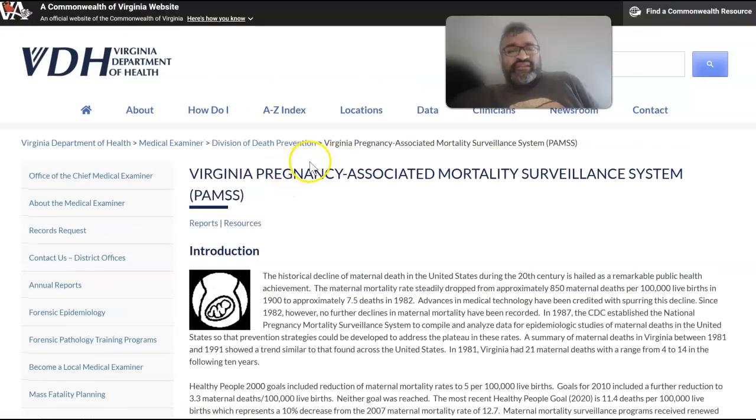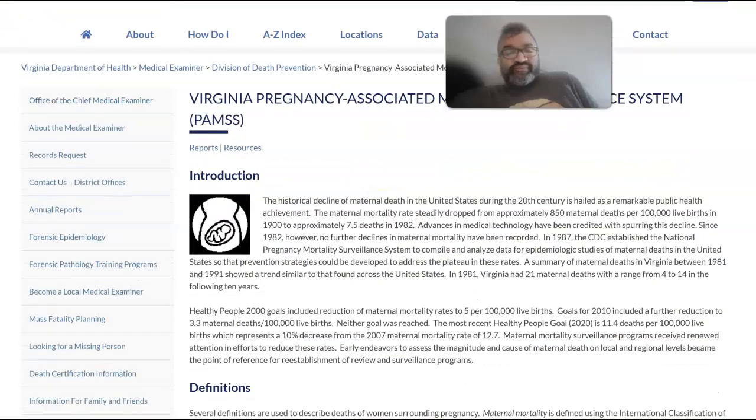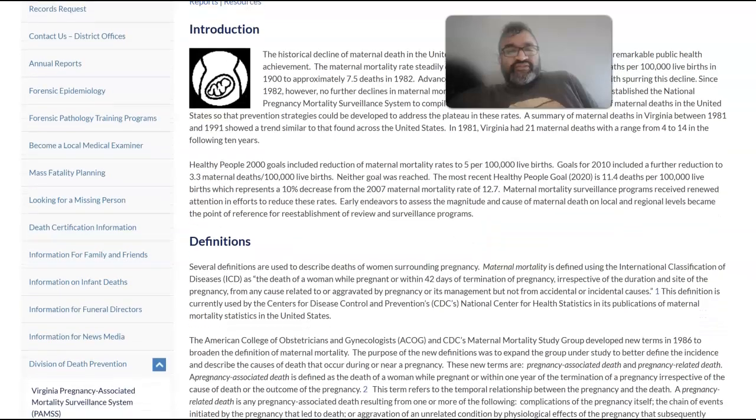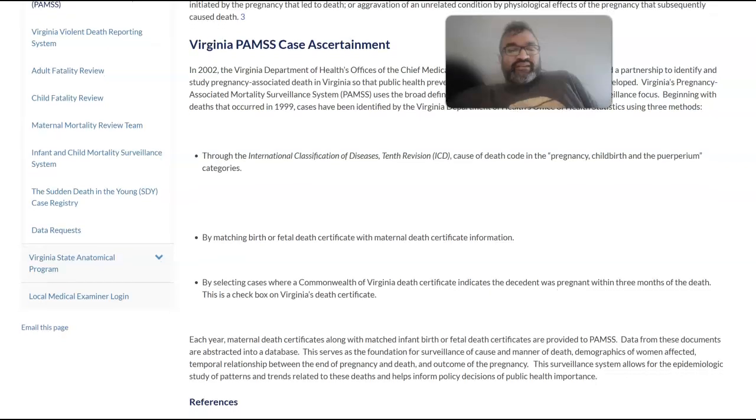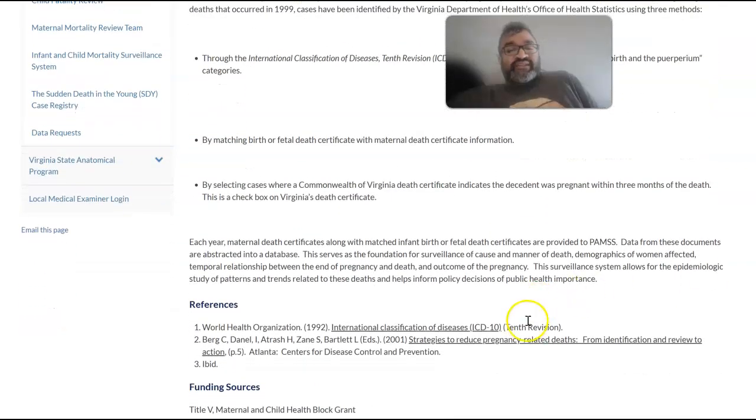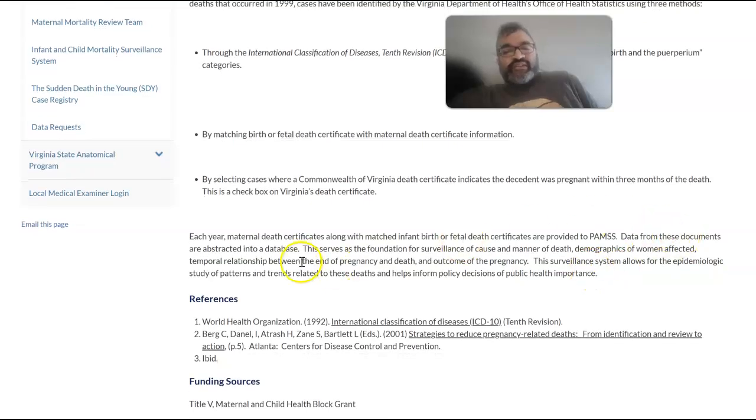So this is the Virginia Pregnancy-Associated Mortality Surveillance System. What is interesting is that there are multiple types of pregnancy-associated data sets. There's also PRAMS and some other data sets that I seriously urge you to explore. This is showing the introduction, the definitions, case discernment, and there's a matching that takes place. So the data from these documents are abstracted into a database.